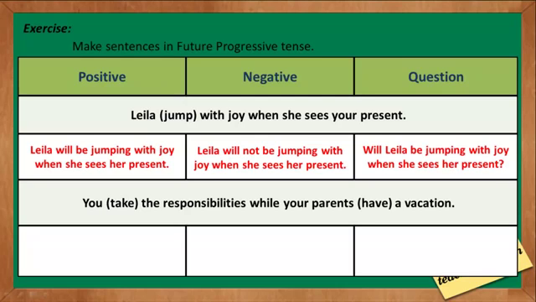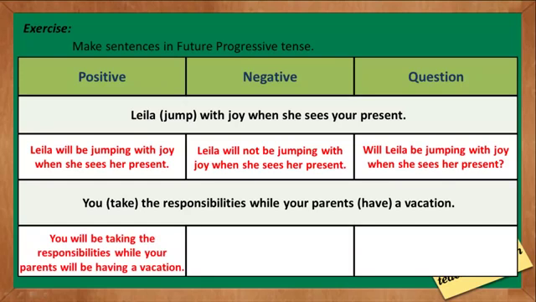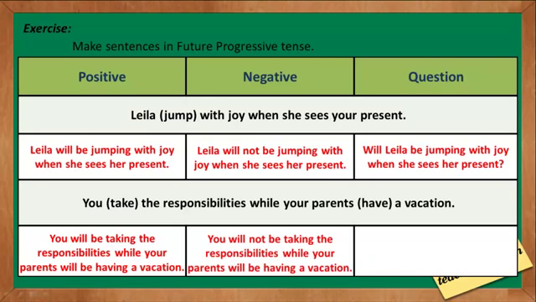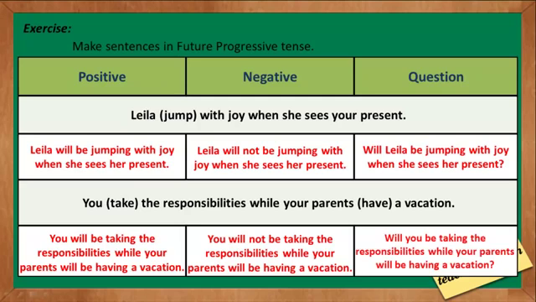The second one: you take the responsibilities where your parents have a vacation. The correct positive statement is: you will be taking the responsibilities while your parents will be having a vacation. The negative sentence is: you will not be taking the responsibilities while your parents will be having a vacation. And the question is: will you be taking the responsibilities while your parents will be having a vacation?